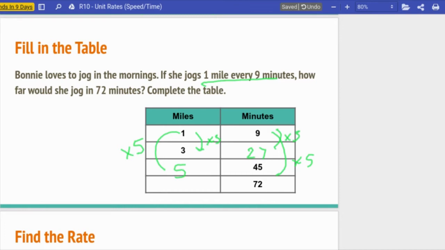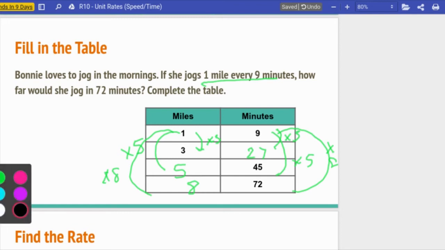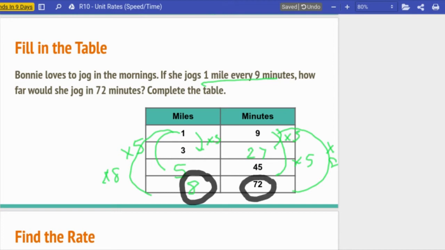To get from 9 minutes to 72 minutes, I times by 8. So I'm going to do that same thing over here. I'm going to times by 8, and 1 times 8 is 8. So all of those ratios, 1 to 9, 3 to 27, 5 to 45, and 8 to 72, are equivalent ratios. So it asked us how far would she jog in 72 minutes. So if I were looking for the answer to that question, it looks like she would jog 8 miles in 72 minutes.